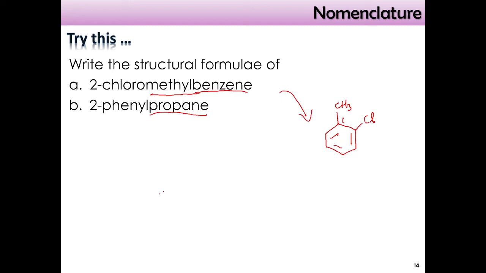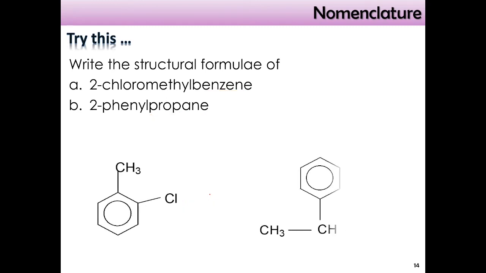And for propane, draw propane first. CH3, C, CH3, and attach with phenyl. Okay, this is carbon number 1. This is carbon number 2, carbon number 3. Propane is the parent chain. So it means that, oh sorry, you need to have double. So that is the phenyl attached to the structure. So this is the 2-chlorobenzene, and this one, CH3, like what I drew earlier.